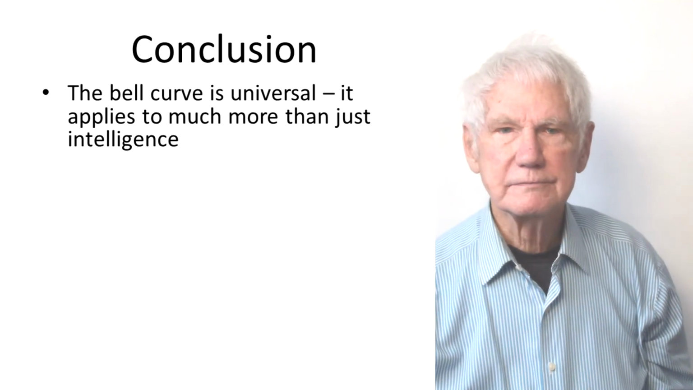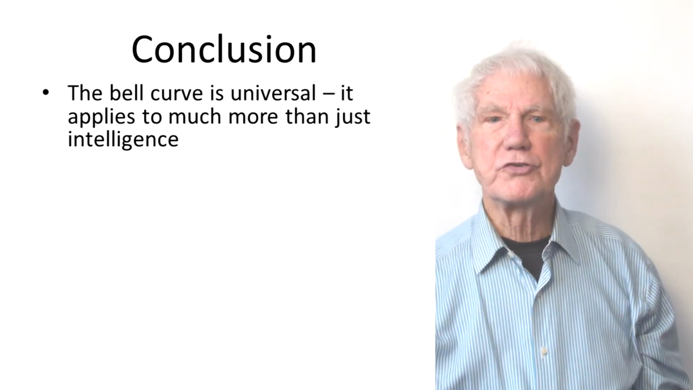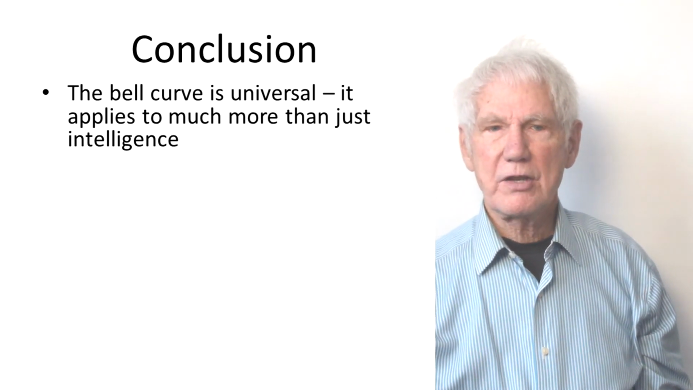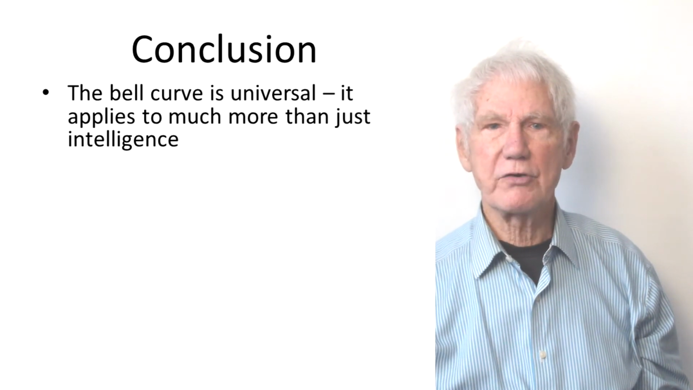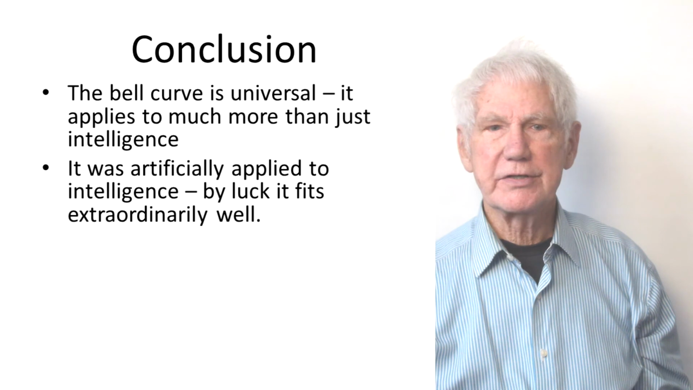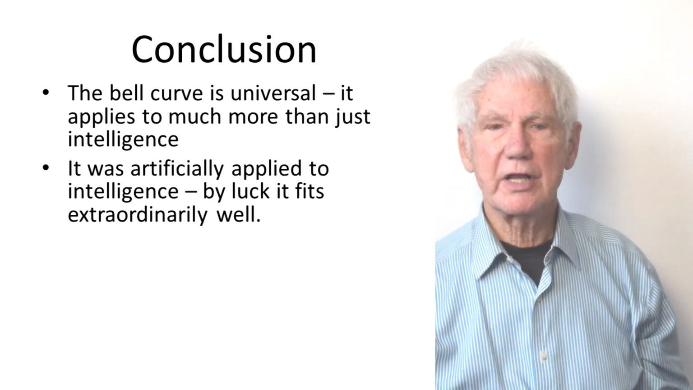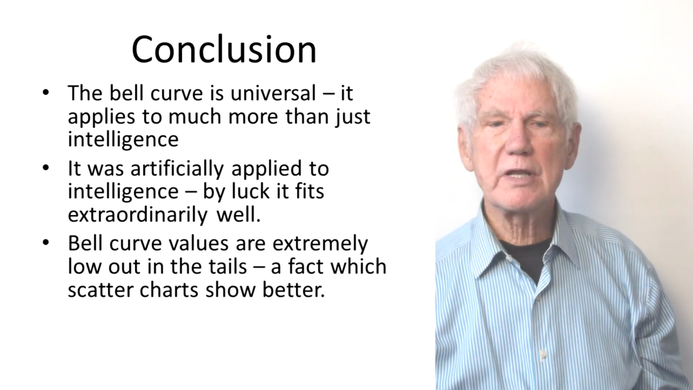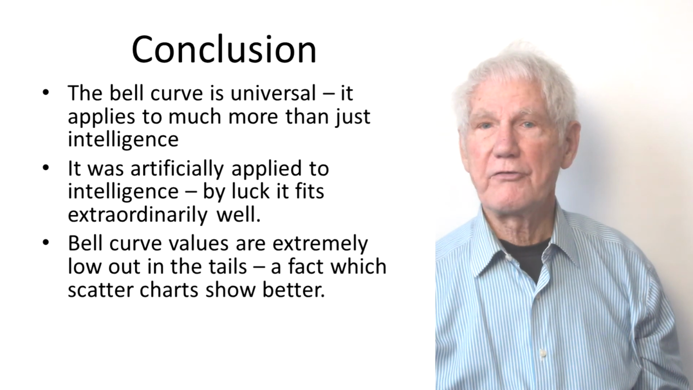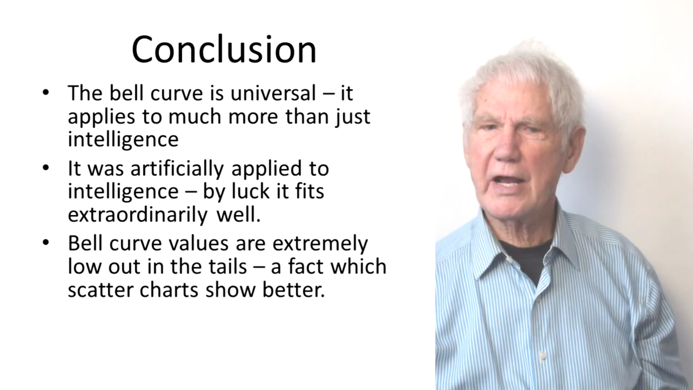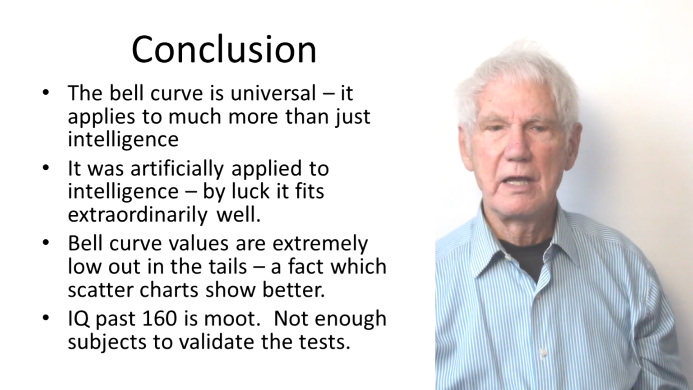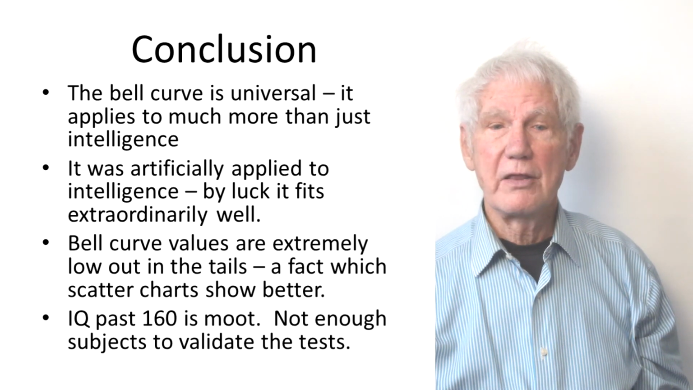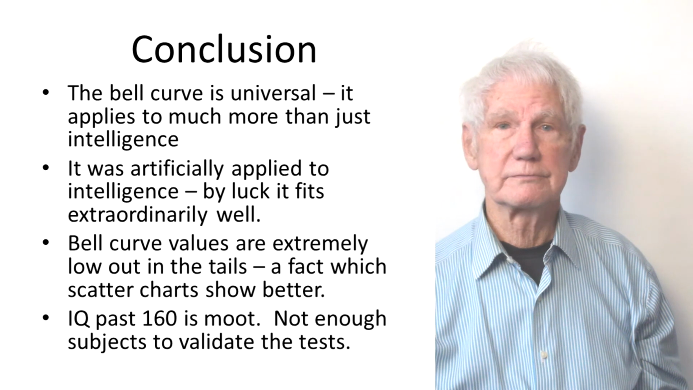So let me conclude. The bell curve is universal. It applies to much more than just intelligence. In fact, it comes from a realm where it can be measured accurately, which is not the case in intelligence. It was artificially applied to intelligence, but by luck it fits pretty well. Bell curves are extremely low out in the tails, a fact which the bell curve doesn't show, but scatter charts do show pretty well. And lastly, IQ over 160 is not worth discussing. There are not enough subjects to validate the tests.